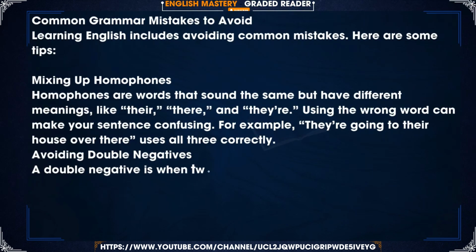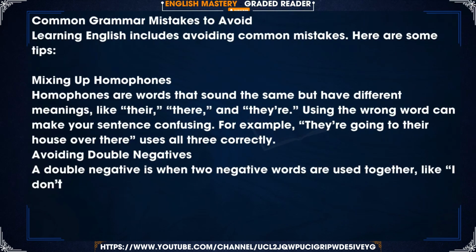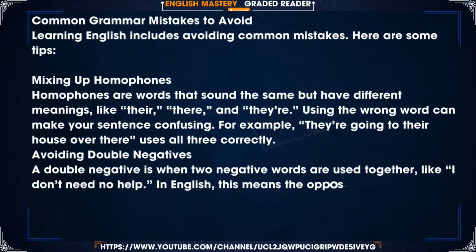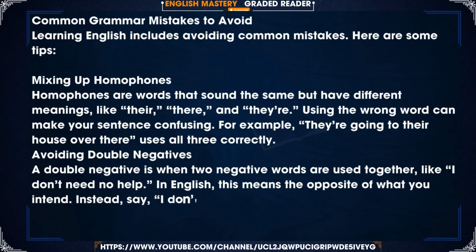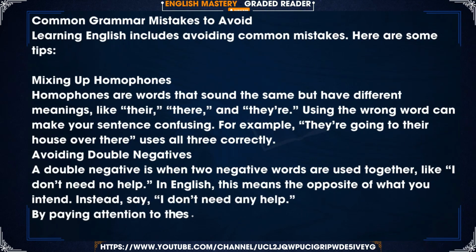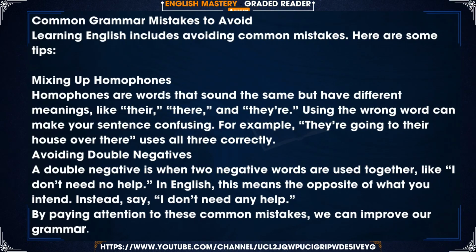Avoiding double negatives. A double negative is when two negative words are used together, like, "I don't need no help." In English, this means the opposite of what you intend. Instead, say, "I don't need any help." By paying attention to these common mistakes, we can improve our grammar.